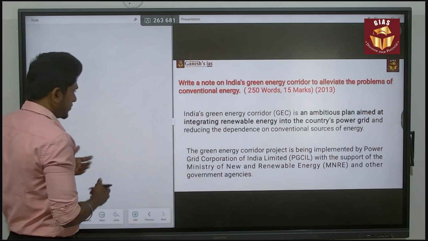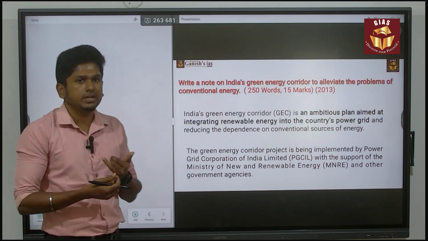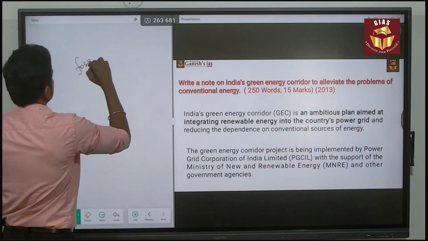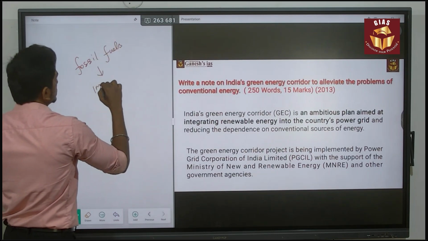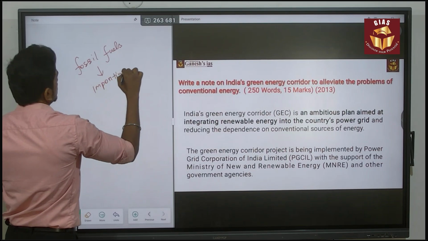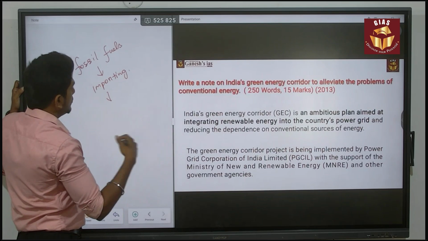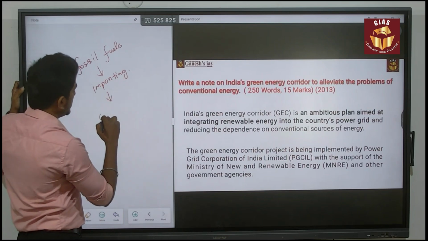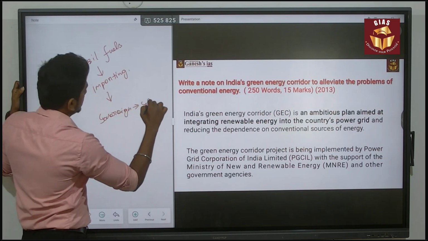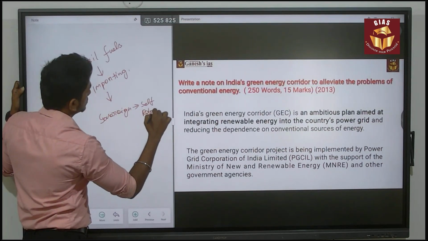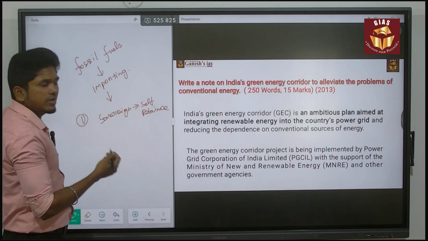When it comes to conventional energy sources, we are mainly dependent on foreign nations for fossil fuels. Mainly we are importing from foreign nations. So by going with this green energy, we are going to make India sovereign and self-reliant. We are not going to depend on anyone. So that is the first thing. We are going to make India self-reliant.